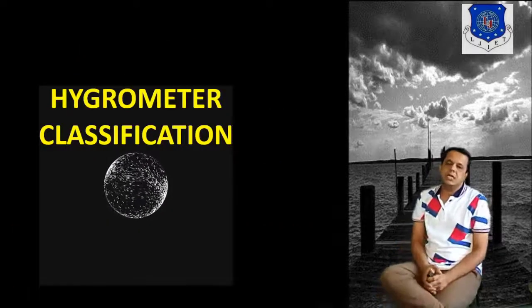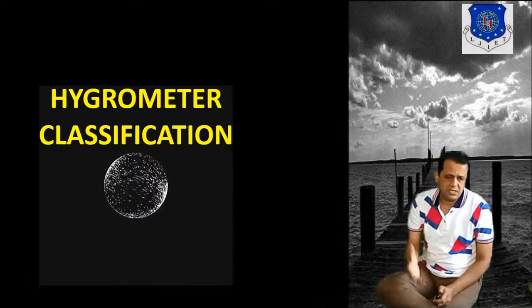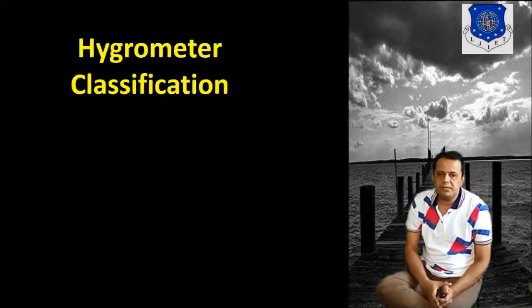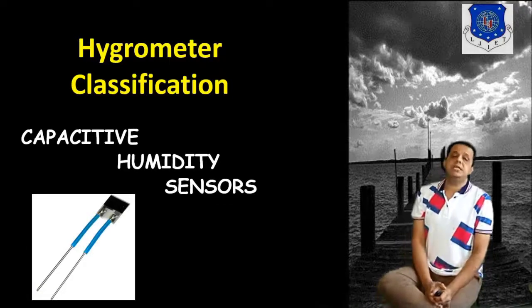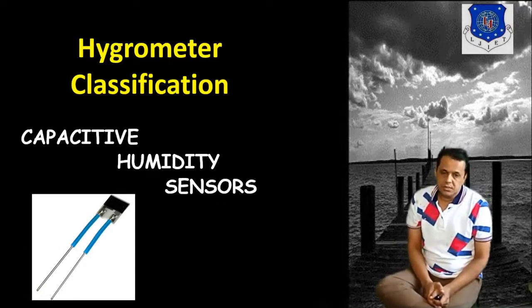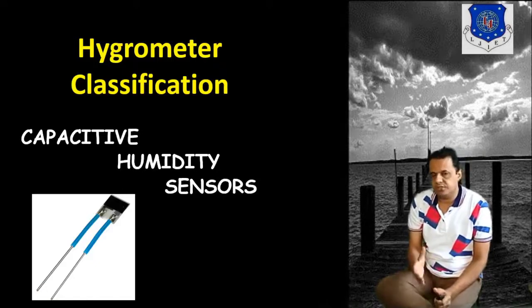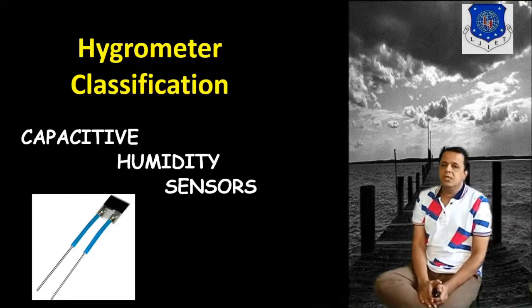Now we'll see classifications of hygrometer. Some 6-7 varieties we have, and we'll be discussing them one by one. The first one is capacitive humidity sensors. Obviously, the sensor will measure the humidity, the water content, using the principle of capacitance.